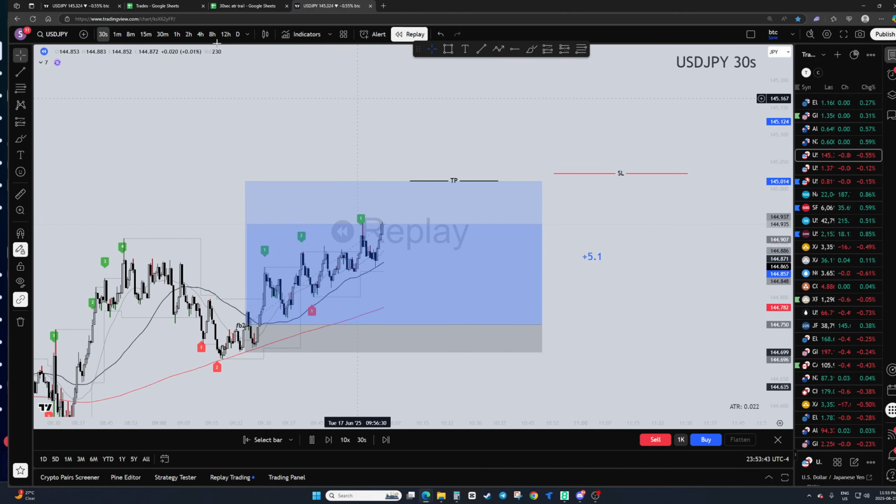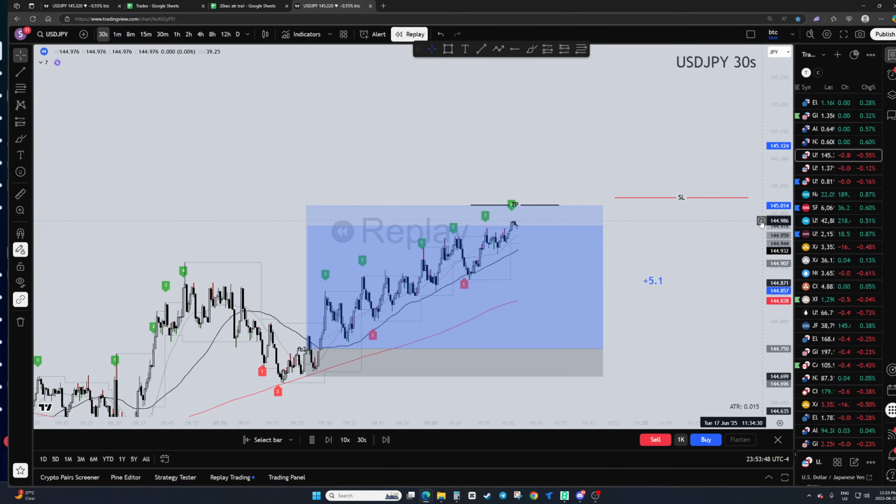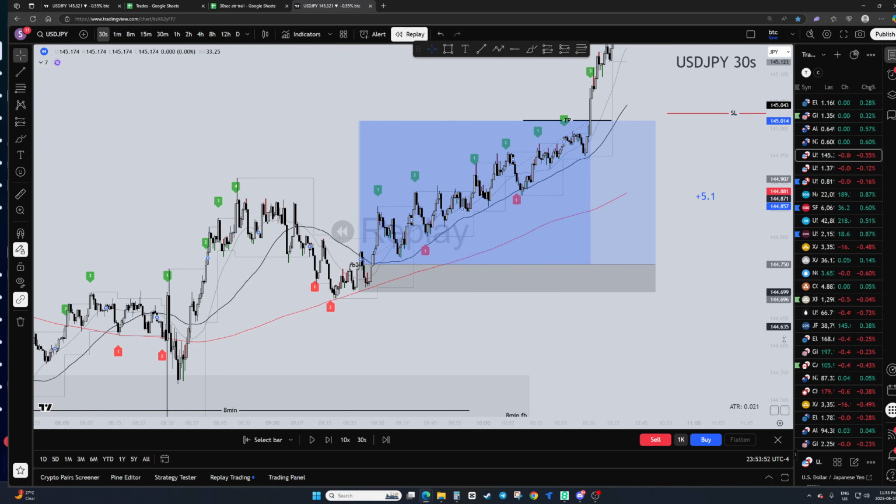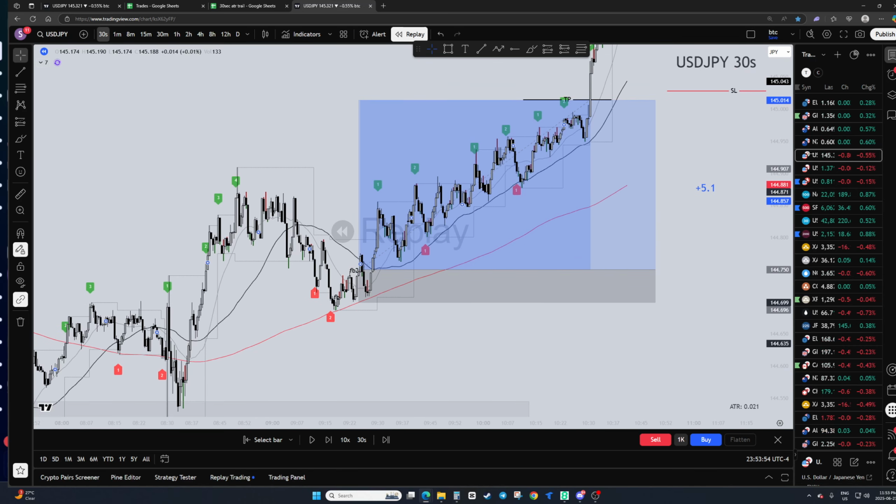So that ended up getting smashed. It actually ended up running like 10 RR, I think. It hit 10 RR at the top, but we have all the rules and we take profit at 5.1. That's still a massive win. So yeah, GG to everyone that took this in the live with us.